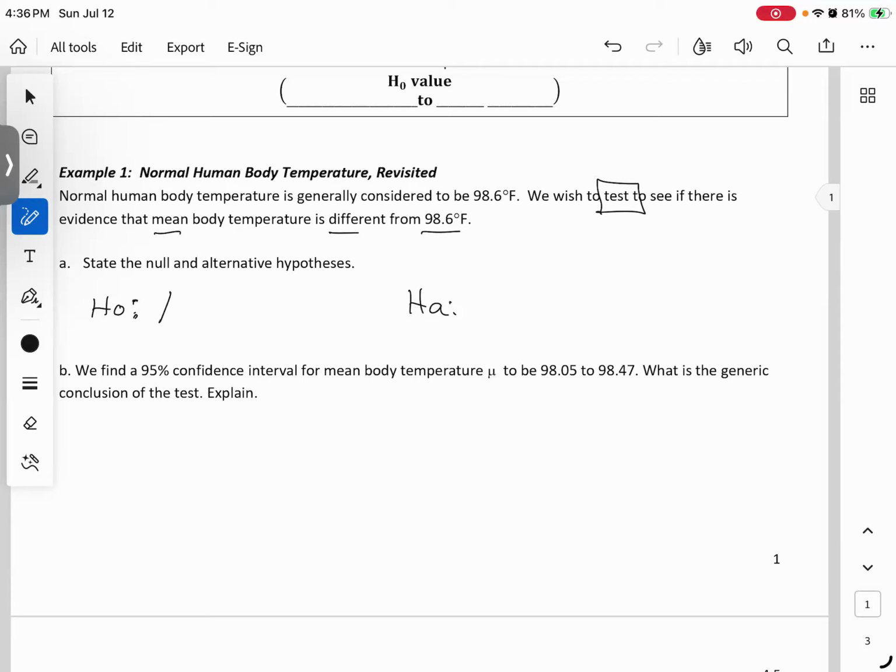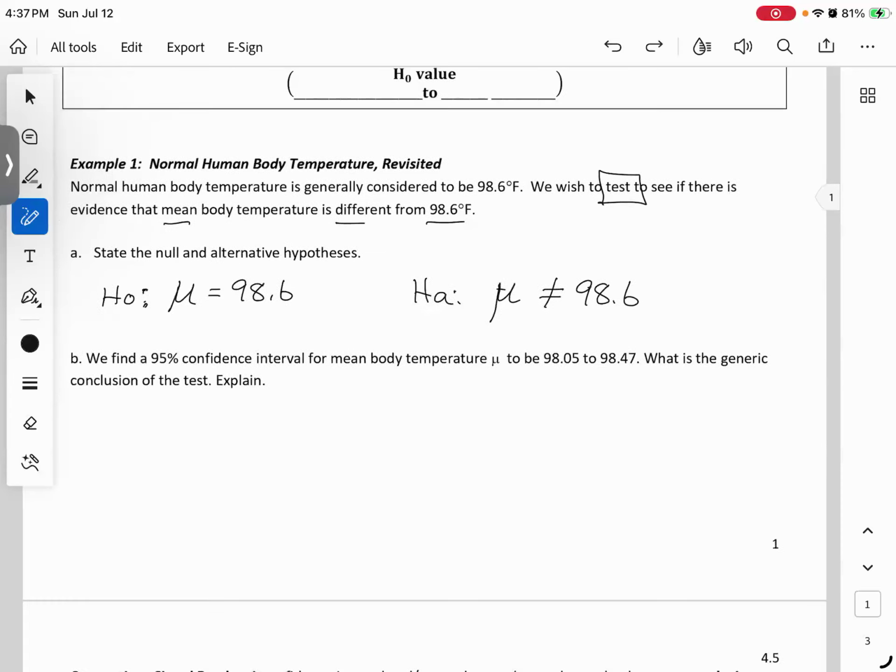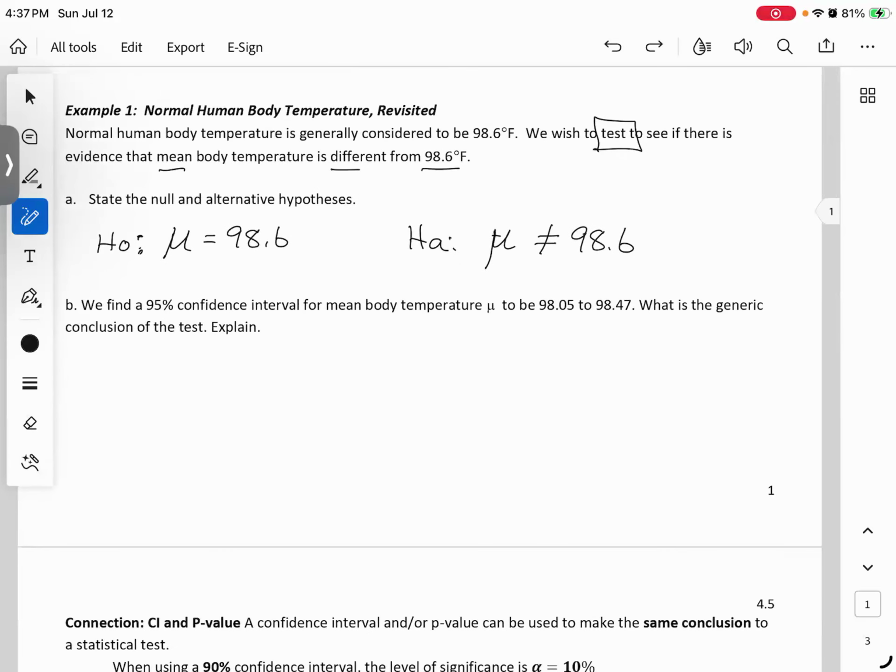So again, nothing new here. This would be mu equals 98.6, where the null hypothesis is saying that the average temperature for all people who are healthy is 98.6 or close to 98.6. And then the alternative is coming along and saying, no, it's not 98.6. It's something else. Now, what we would do is we would gather a sample and we would do a p-value to see whether there's enough evidence that it was a fluke to be able to reject or not reject.